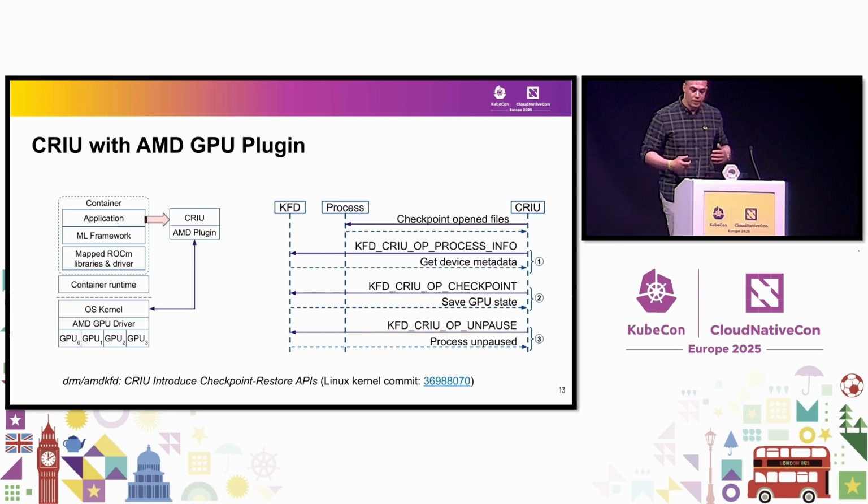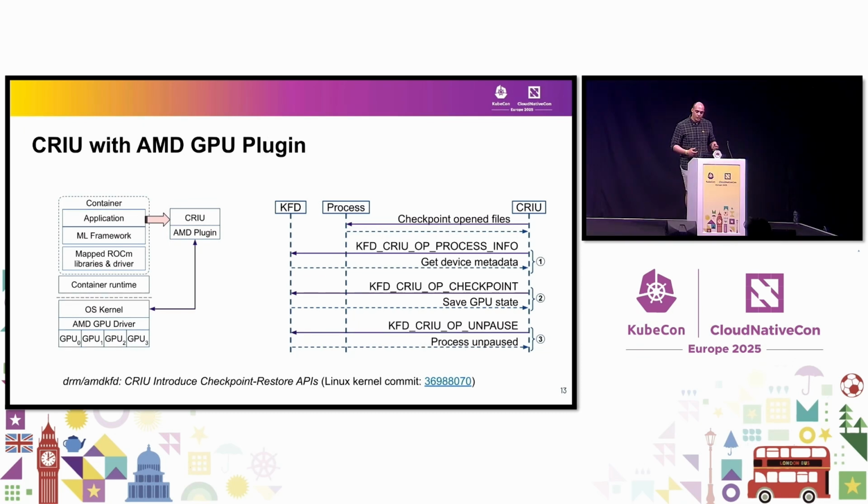For AMD GPUs, the AMD GPU driver is part of the Linux kernel, and the AMD team introduced new IOCTL API calls that allow you to obtain information about the process currently running on the GPU and freeze the process by evicting the queues of the process. The second step is to checkpoint the state of the process, which is saved into a file descriptor. And the unpause operation allows you to unevict the queues. So these are the three main steps that can be used to enable GPU checkpointing.